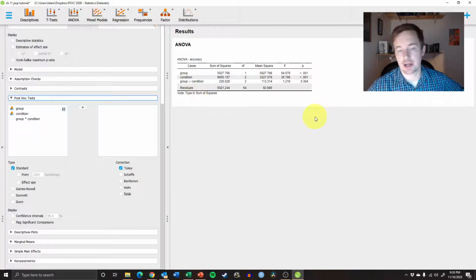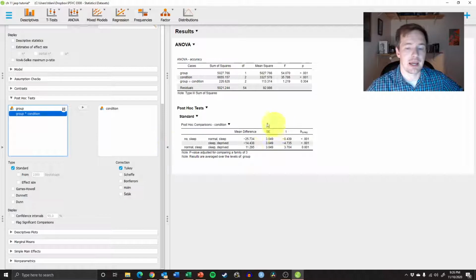Because I see that group is a significant variable and that condition is a significant variable, I don't know which of those variables matter. Are they all affecting the data, or is it that one of them is different than the other two? We need to find that out. The way that we can find that out is to go to post hoc, drag over condition, and now you have this nice new table that tells you where those differences come from.